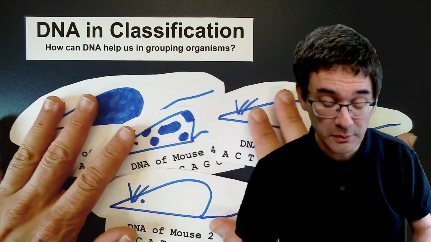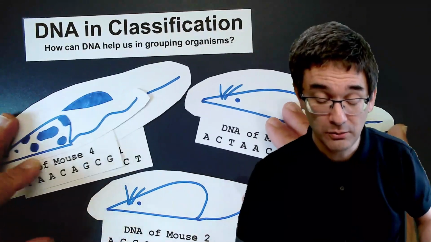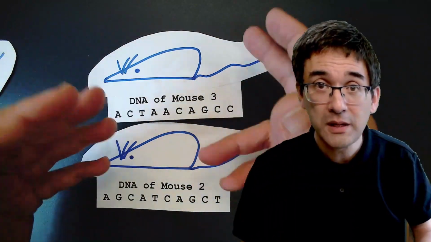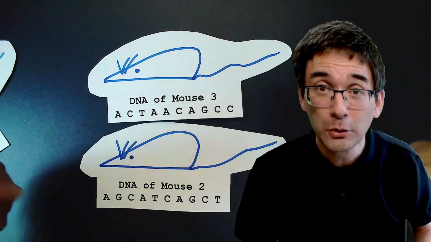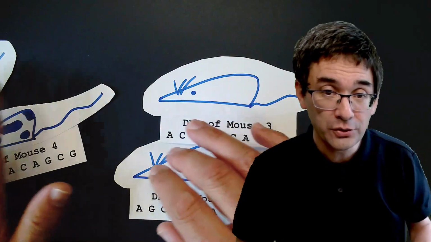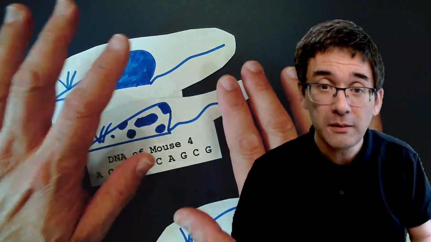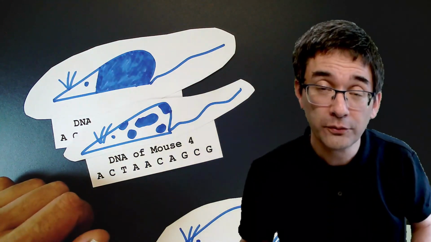Just by looking at them, you might say, well, I don't know. This one over here is white, and this one over here is white. So maybe they're related. Maybe they belong together in one group. And the other 2 over here, they have a fur color, and maybe they belong together. That could be one way of grouping them.